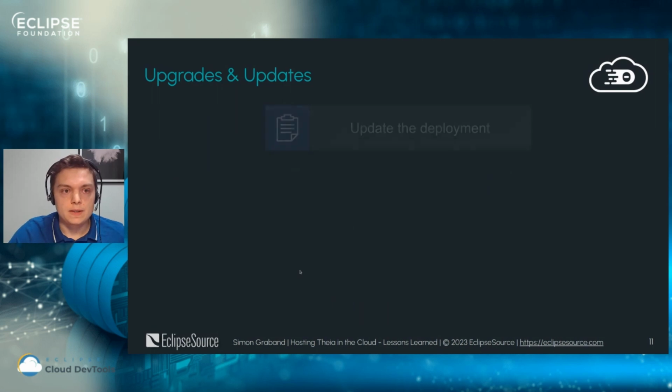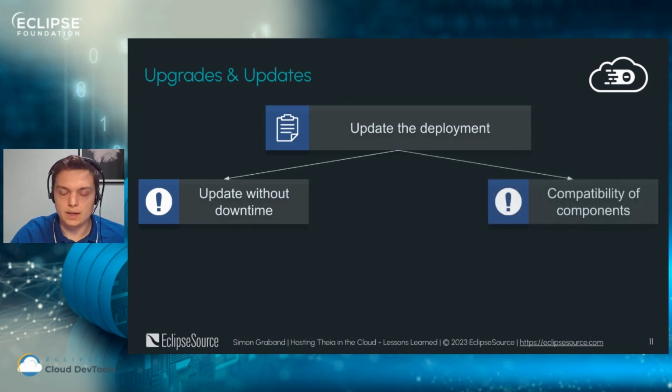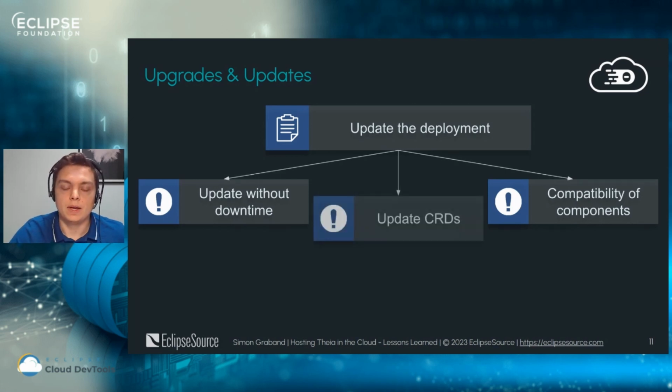Then for upgrades and updates, you want to be able to update your deployment. One of the things you might investigate there is that you want to update without downtime. You then also need to ensure that there is compatibility between all of your components, which is not that easy than you might expect in the beginning. And lastly, for example, to get an update without downtime, you need to be able to properly update the custom resource definitions if something in the base framework basically changes. And this took some time to investigate and make sure to get this right so that in the end it really runs without downtime.